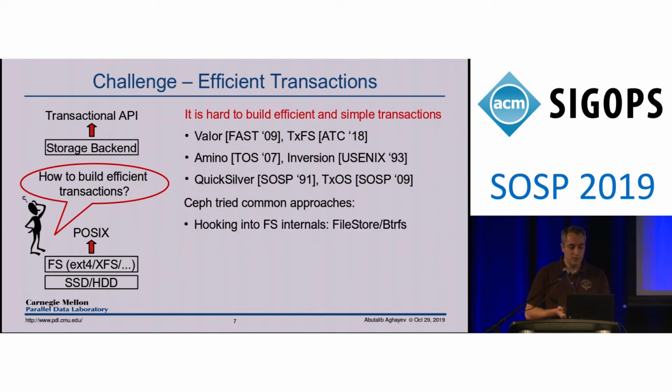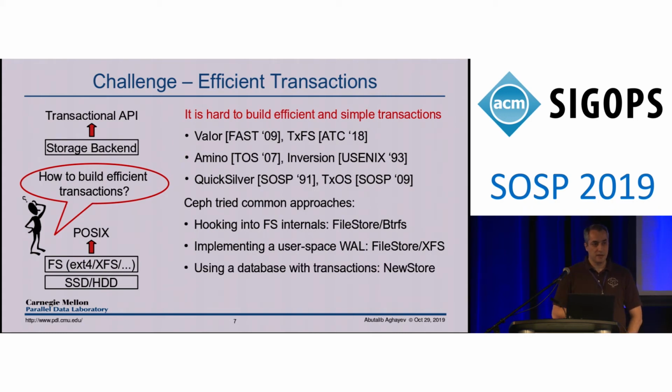One approach is to leverage the internal transaction mechanism of the file system. Such a mechanism exists in most file systems for ensuring their internal consistency, but it's usually not private. Another approach is to implement a write-ahead log in user space, and one other approach is to use a database with transactions. The Ceph team first tried to use Btrfs internal transactions with the FileStore backend, but the lack of a rollback mechanism led to inconsistent file system state in case of a crash. And attempts to work around this using snapshots or introducing a new system call turned out to be too costly or complex.